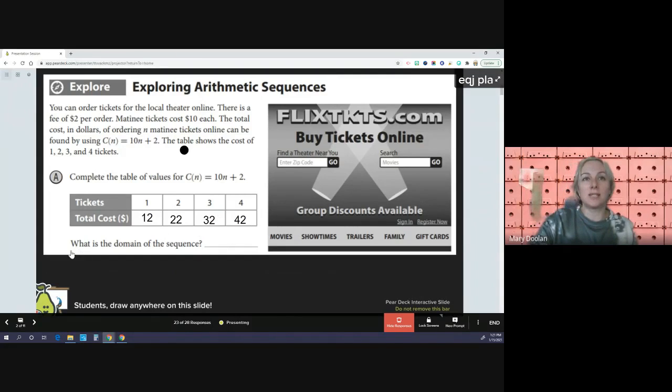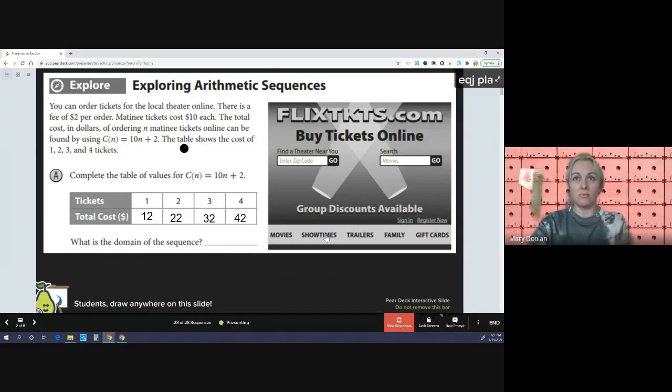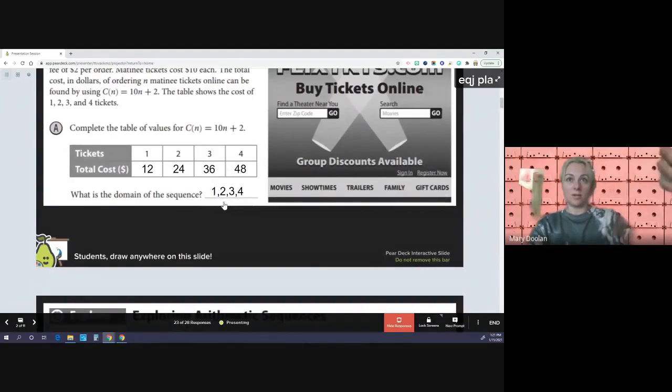Let's see if anybody got to this next part here. What is the domain of the sequence? We talked about this on Tuesday. The domain of the sequence is like the domain of the function. What are your inputs? Aha, here's one. 1, 2, 3, 4. I got these numbers slightly off, but 1, 2, 3, 4 is the domain.